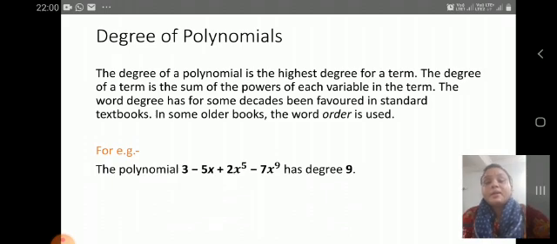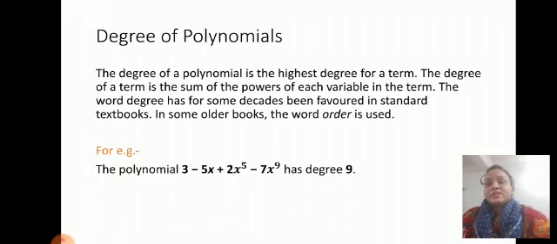Just for example, the polynomial 3 minus 5x plus 2x to the power 5 minus 7x to the power 9. The highest power in the given polynomial is in the term minus 7x to the power 9. So the degree will be 9. So 3 minus 5x plus 2x to the power 5 minus 7x to the power 9 has degree 9.